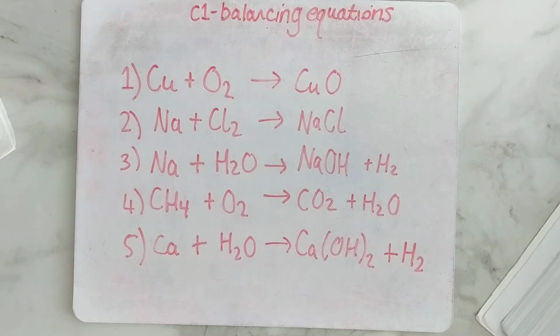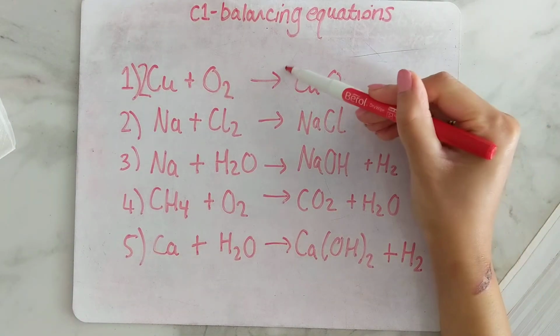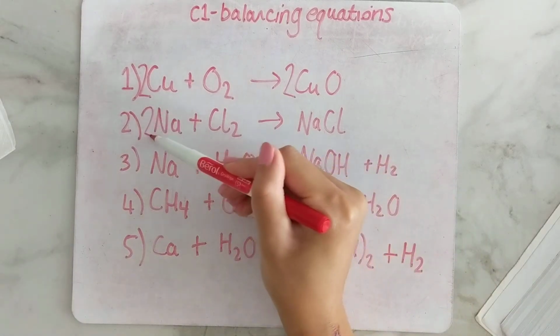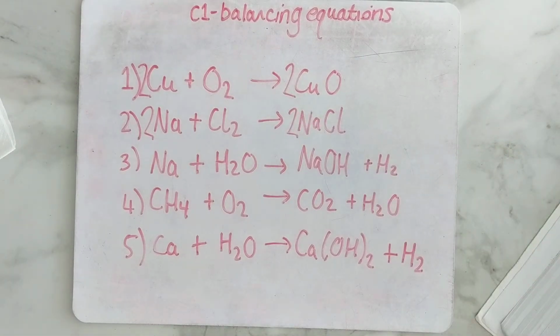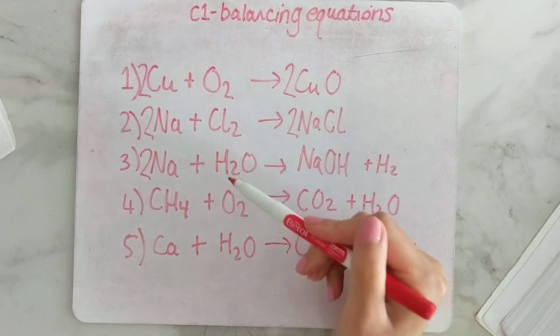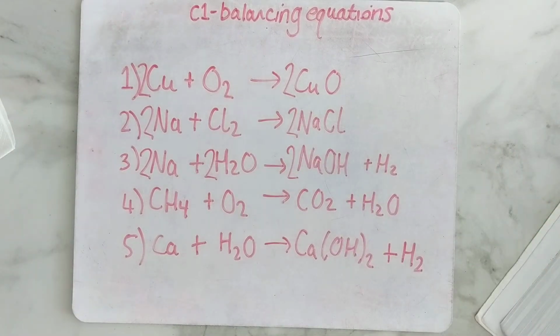Okay, so the answers then. Right, so the first one, 2 in front of the Cu, 2 in front of CuO. Okay, second one is 2 in front of the Na and 2 in front of NaCl. Number 3, it should be 2 in front of the Na, 2 in front of H2O, and 2 in front of NaOH.